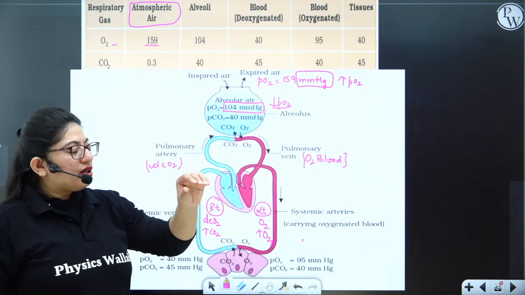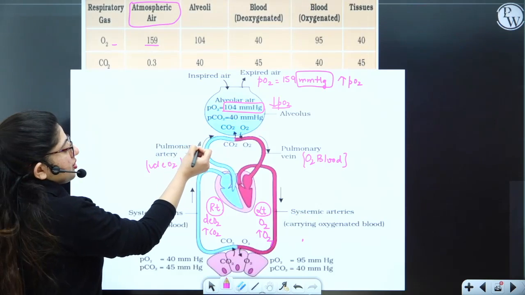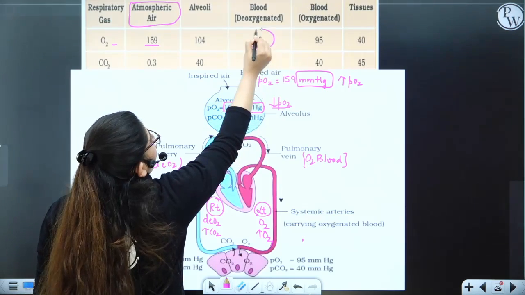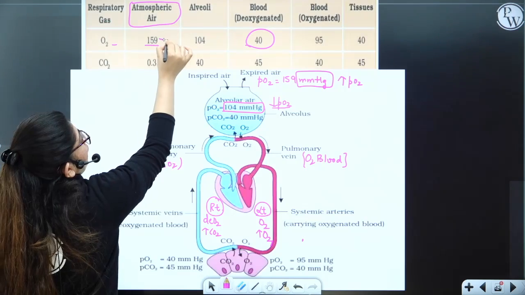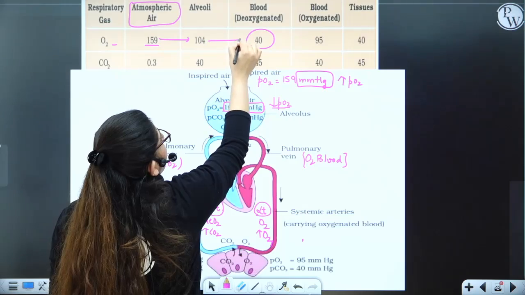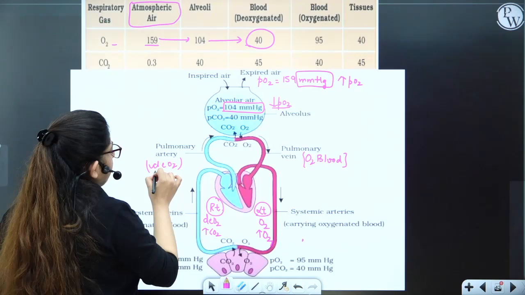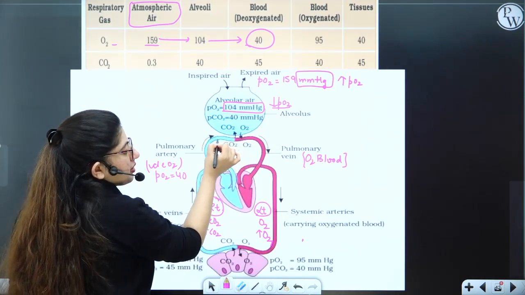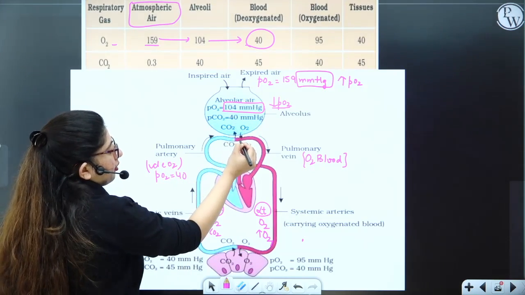Since we are talking about oxygen, since alveoli has the partial pressure of 104, whereas the blood coming here, which is the blood in the pulmonary artery, which is deoxygenated, it will be carrying 40 mm of mercury. So from atmospheric air, from high to low, the air will move into the alveoli. Now let's compare between alveoli and deoxygenated blood. Again, it will move from alveoli to deoxygenated blood. High to low, just simple as that. So here the partial pressure of oxygen is 40 and here it is 104 because you have to compare with this one.